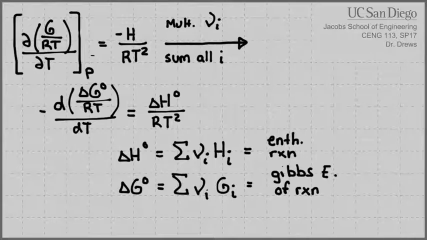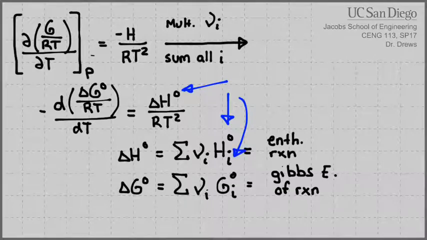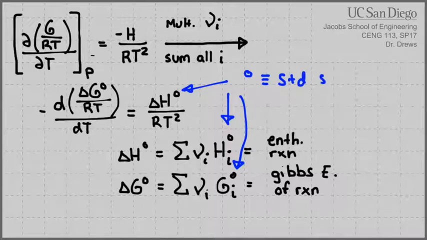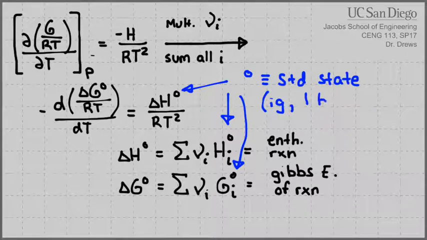So what does the little circle mean? Each one of these does actually have a little circle on top of it. So this circle here, and this one down here, that's more like an eye, that circle. The circle means that this is at a standard state. The standard state that we usually use is the ideal gas at 1 bar and whatever the temperature is of the reaction.